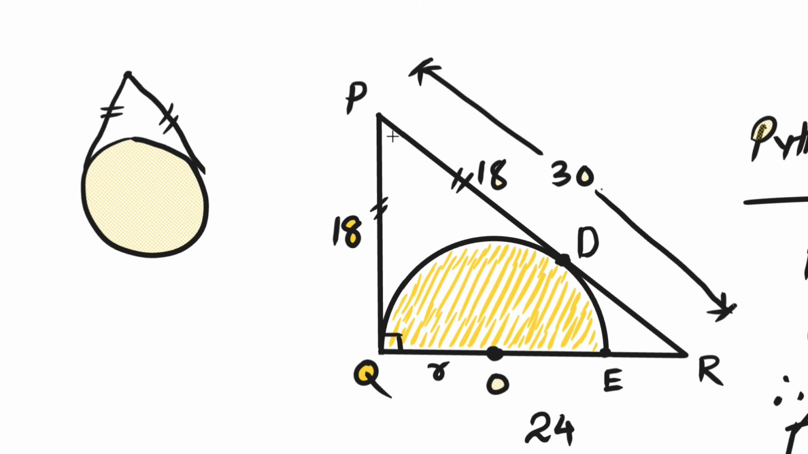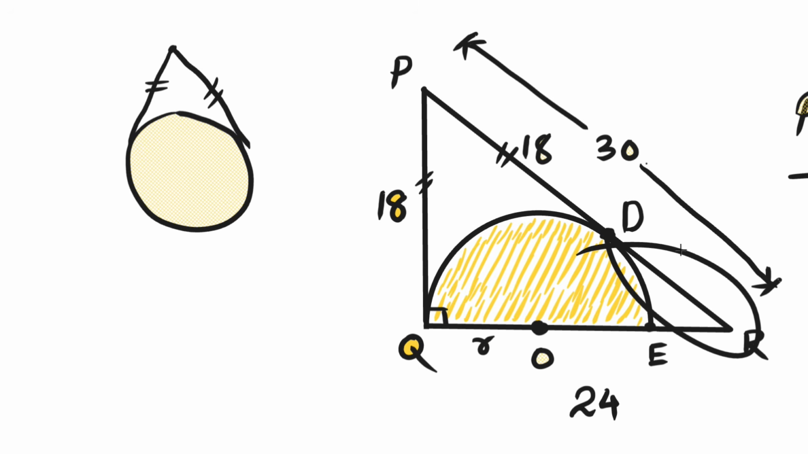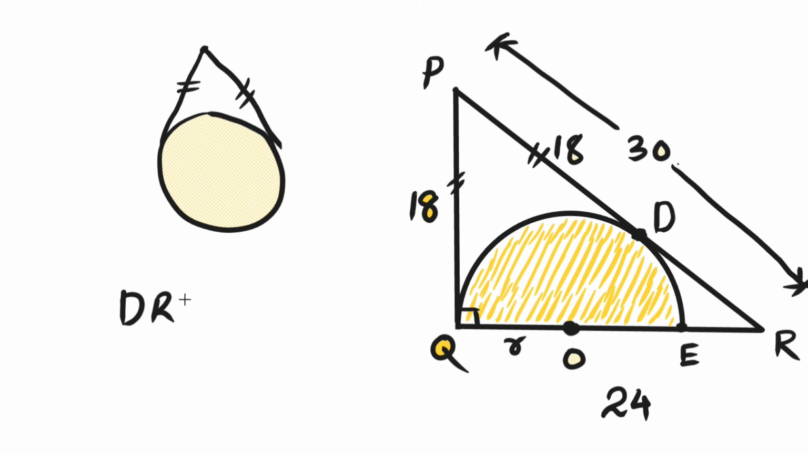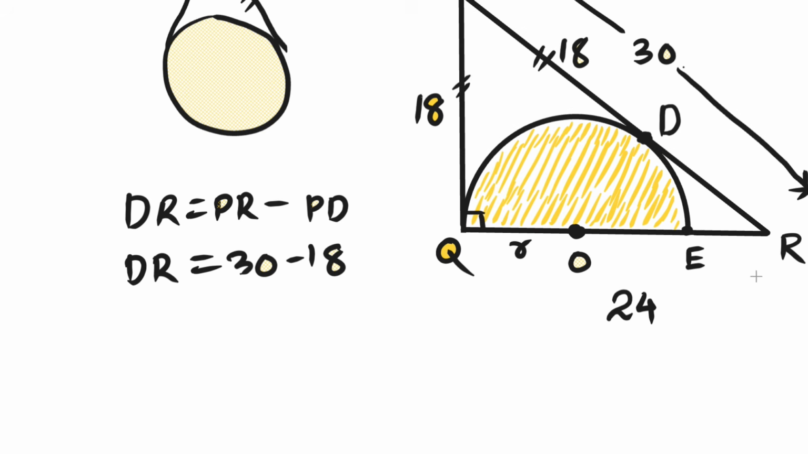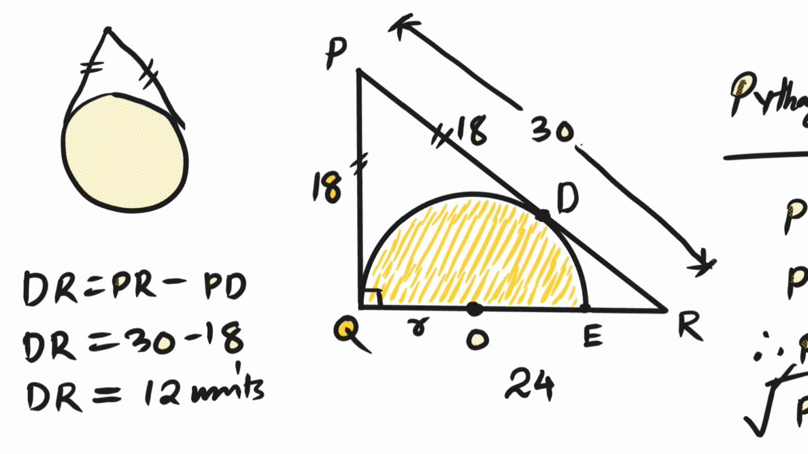Now remember that the entire hypotenuse PR is 30 units. The hypotenuse is divided into two parts, PD and DR. So we can find DR by subtracting PD from PR. In spoken form, DR equals PR minus PD. Substitute the values and we get DR equals 30 minus 18. Therefore, DR equals 12 units. So we now know that the small segment of the hypotenuse from D to R has length 12 units.